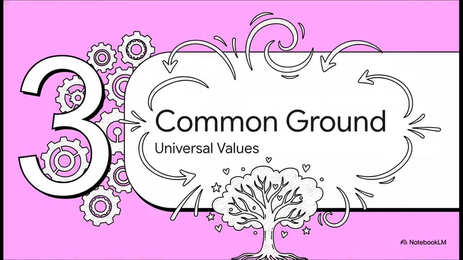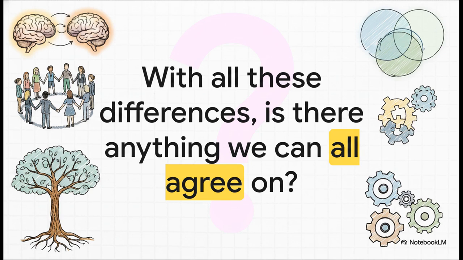Okay, finding our common ground. So we've got these different models for society, and we've got these conflicting ideas about what's right and wrong. It kind of seems like we're just destined to disagree, right? But is there anything at all that actually ties us all together? And that's really the core question, isn't it?